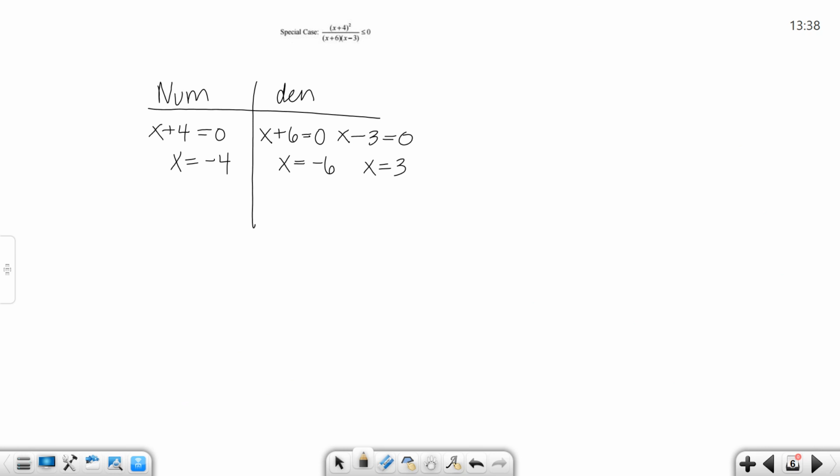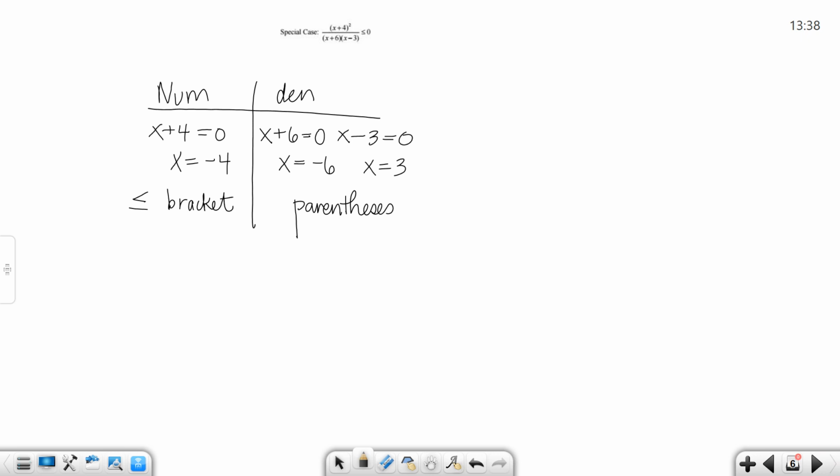Now, if it comes from the denominator, it uses parentheses. If it comes from the numerator, it depends upon the symbol. So this symbol here uses a bracket because it's got the little bar under it.